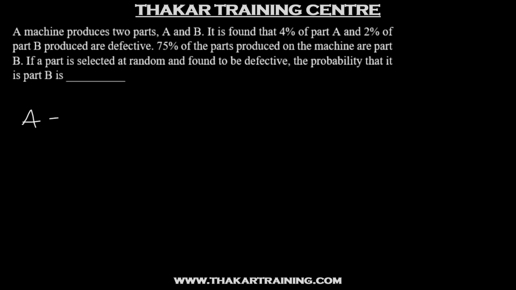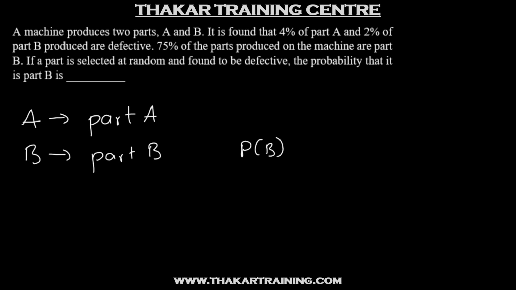So let A be the event that part A is selected and B be the event that part B is selected. Now it states that 75% of the parts produced on the machine are part B. So the probability of selecting a part B will be 0.75 and so the probability of selecting part A will be 0.25.